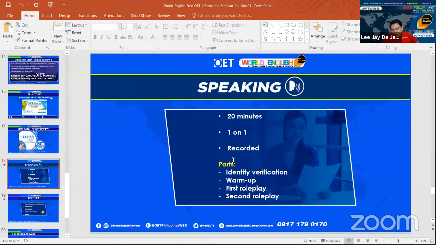Good news. The warm-up is not recorded. Sorry, it's not graded. There's no grading for it. There's no assessment. Unlike in the IELTS test, because in IELTS, the moment that they ask your name, they're gonna start grading you. In OET, they only grade the role plays. They don't grade the identity verification and they don't grade the warm-up. Yung kung mismong role play lang ang ginigrade.